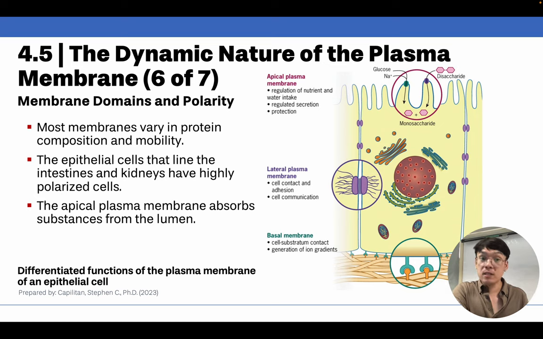With dominant polarity, most membranes vary in protein composition and mobility. Epithelial cells that line the intestines and kidneys are highly polarized cells. The apical plasma membrane absorbs substances from the lumen going inside the cell. So these are just the differentiated functions of the plasma membrane of an epithelial cell, for instance. This is the apical surface of an intestinal epithelial cell, containing integral proteins that function in ion transport, remember, and hydrolysis of disaccharides such as sucrose and lactose. The lateral surface contains integral proteins that function in intercellular interaction, and the basal surface contains integral proteins that function in the association of the cell with the underlying basement or basal membrane.